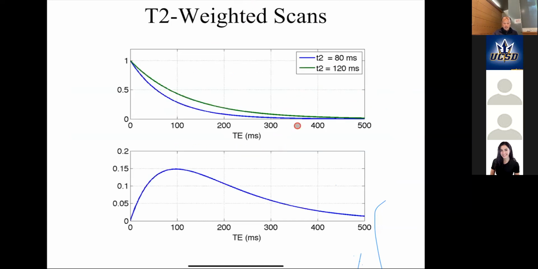And we can play the same game. Here, once again, I'm assuming these tissues have the same proton density. And here, T2 of 80 milliseconds decays faster than T2 of 120 milliseconds. This is the difference, and you can see the difference is once again maximized at approximately the average. So once again, that's the other rule of thumb you can apply.